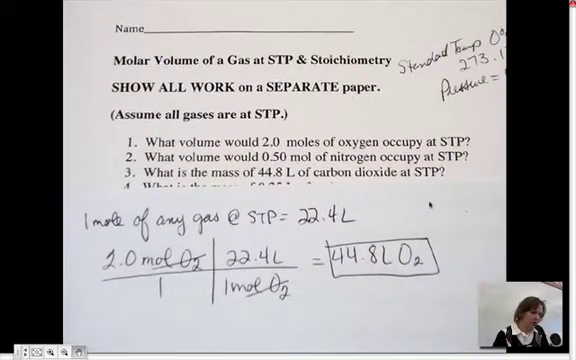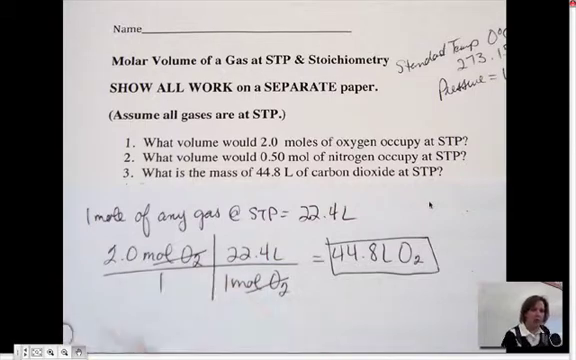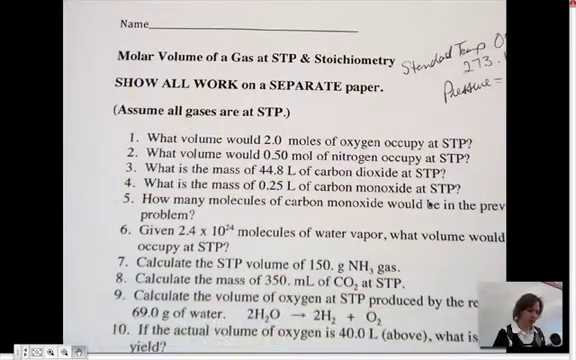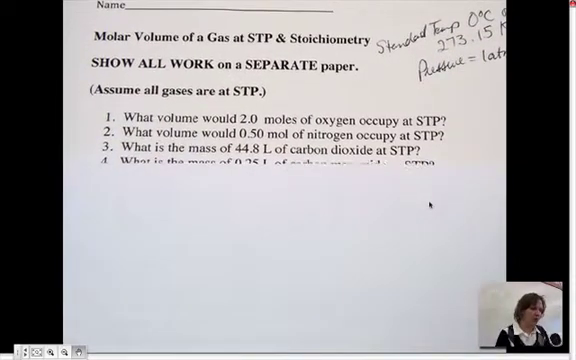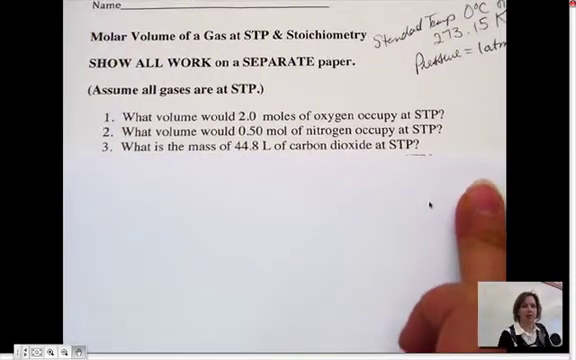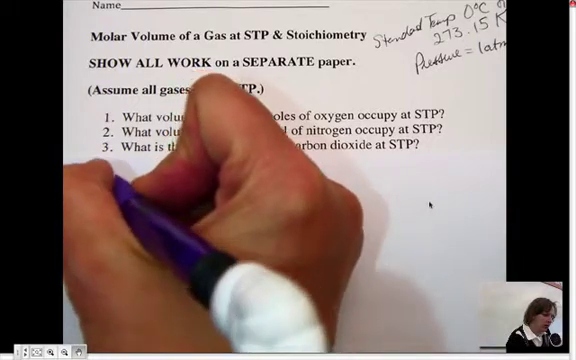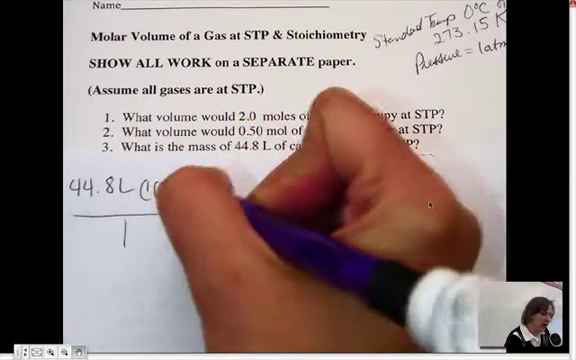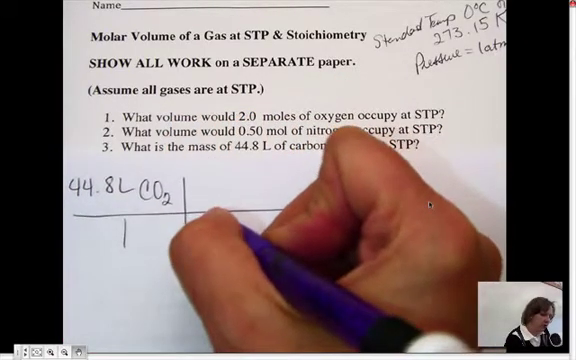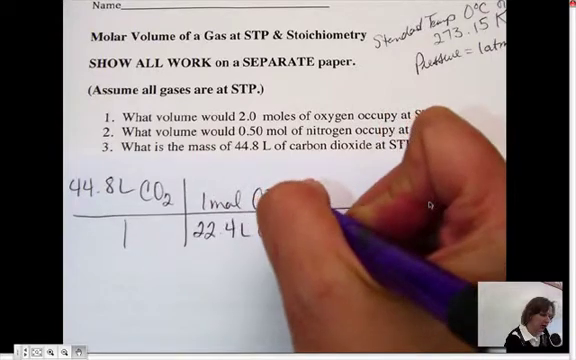Okay, let's try number 3. That was number 1. Let's do number 3. For problem number 3, what is the mass of 44.8 liters of carbon dioxide at STP? So we get to use molar volume again. This time we're given 44.8 liters of CO2. And we're looking for mass, which is in grams. So you have to put 22.4 liters of CO2 on the bottom. That's for 1 mole because it says we're at standard temperature and pressure.